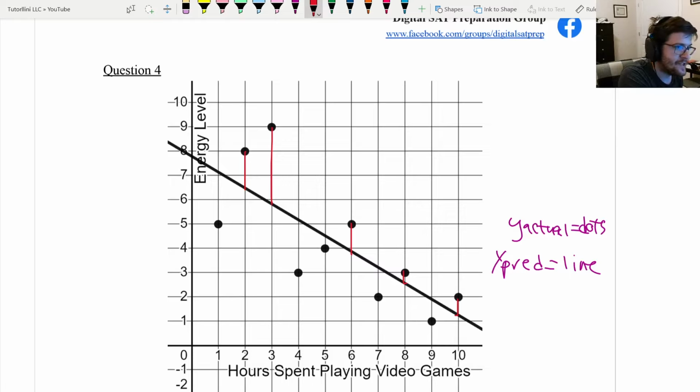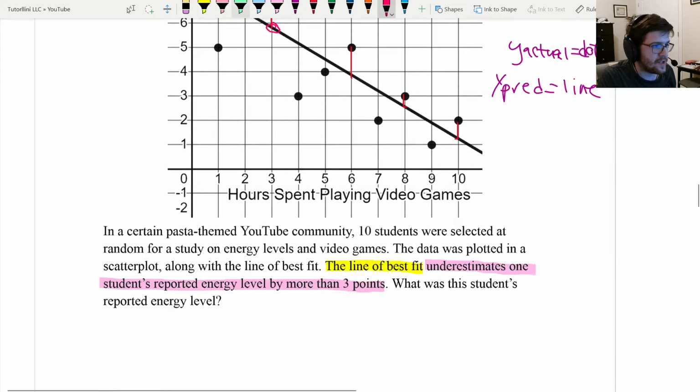And it is this one. This is the student they're asking us about. See how just barely a little bit past 3, it's underestimated by a little bit more than 3. So that's the student it's asking us about. So now we just have to answer the question. It says, what was this student's reported energy level?